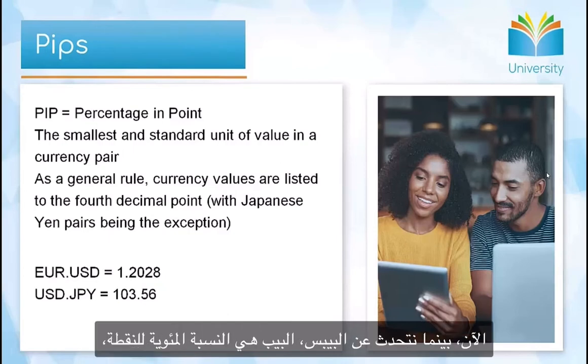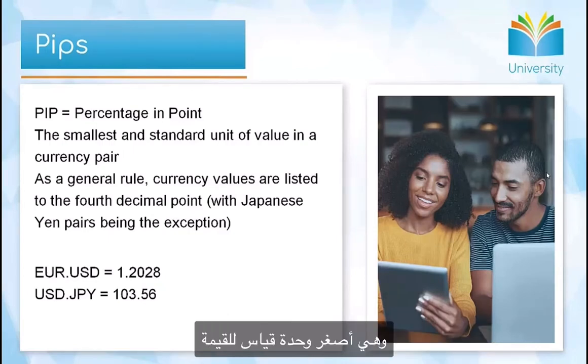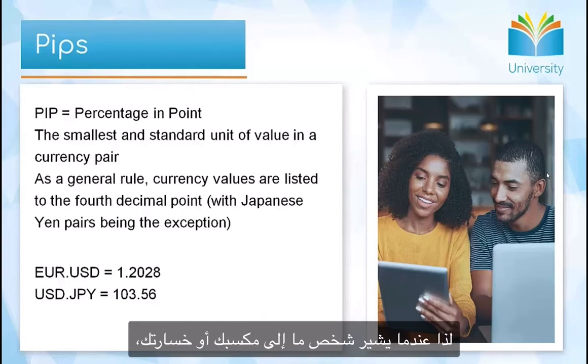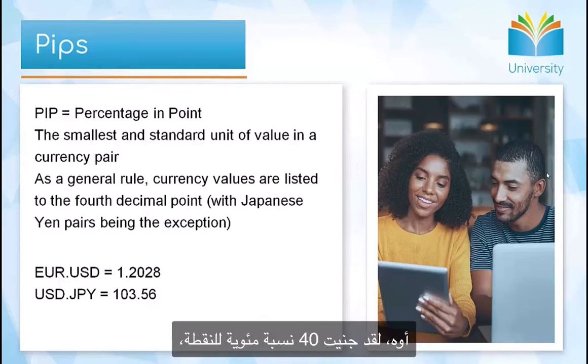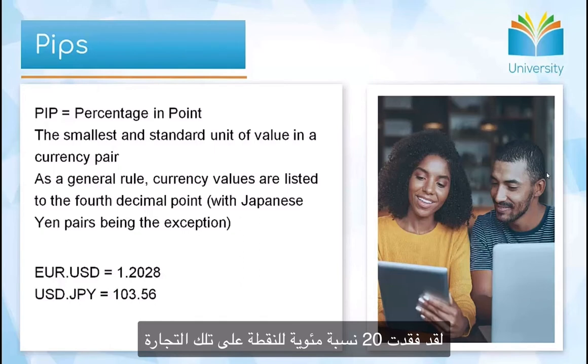Now, as we talk about pips, pips are percentage in point. That's what it stands for. And this is the smallest and standard unit of value in a currency pair. So when somebody refers to your gain or your loss, they'll often talk in pips. Oh, I made 40 pips. I lost 20 pips on that trade. And that's a standard unit of value in a currency pair.